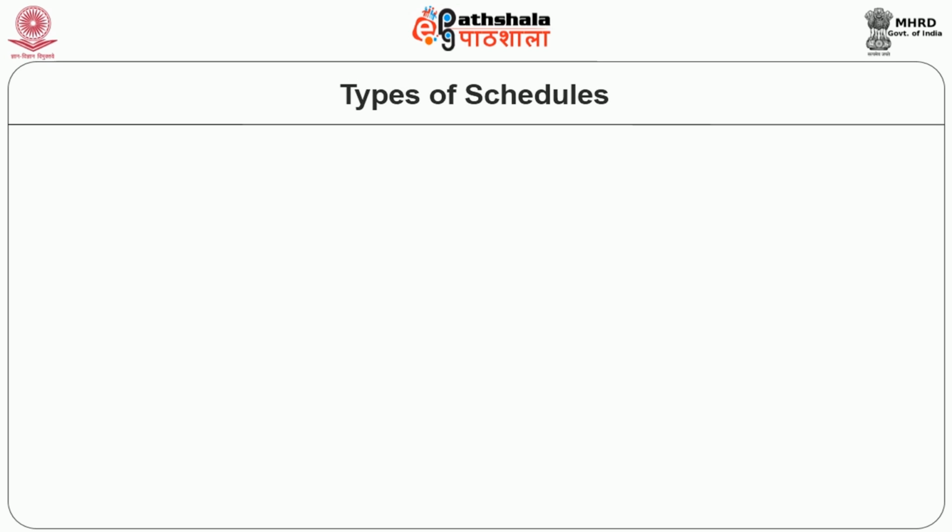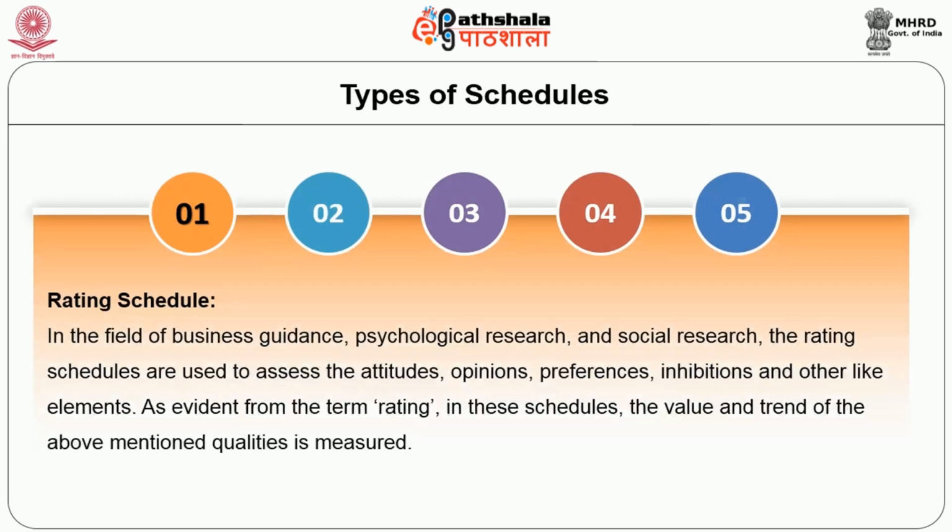Moving on to the types of schedule, the types of schedule are classified as follows. Rating schedule. In the field of business guidance, psychological research and social research, the rating schedules are used to assess the attitudes, opinions, preferences, inhibitions and other like elements. As evident from the term rating, in these schedules, the value and trend of the above mentioned qualities is measured.